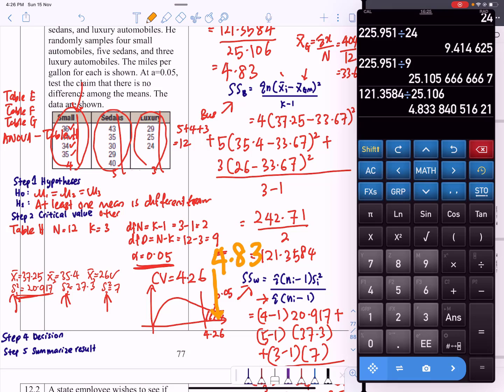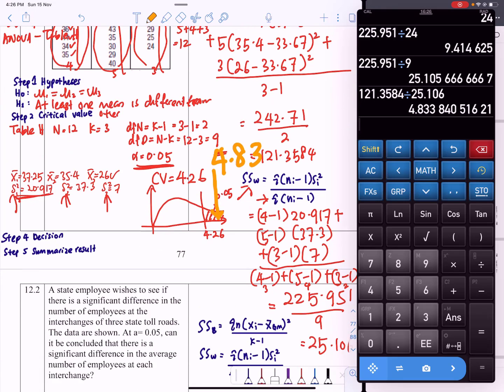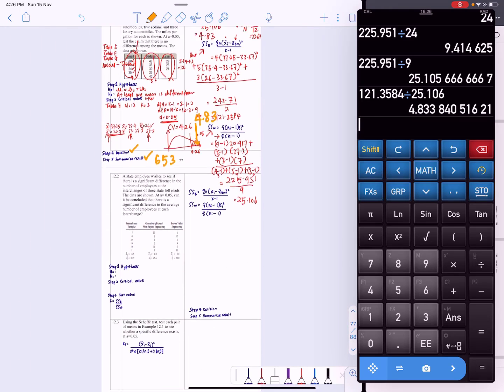Then we reject null hypothesis, because the test value falls on the critical region. We reject null hypothesis. That is our decision. Then you need to summarize the result. Please, you can see page 653. How do they write this, the summarization of the results?